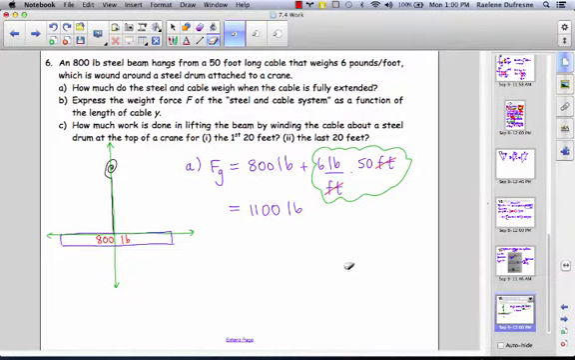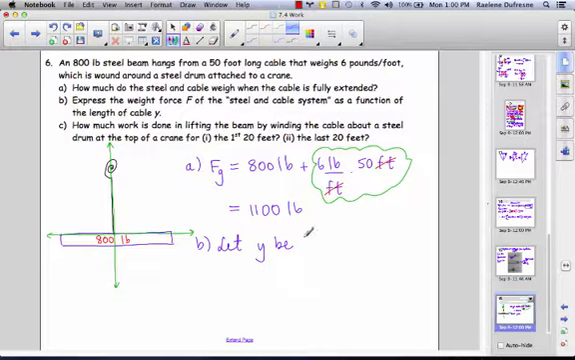Okay, so in part B we are asked to express the weight force F of the steel and cable system as a function of the length of cable y. So we are told that we are going to let y be the length of cable. So when the cable is fully extended, y equals 50 feet.